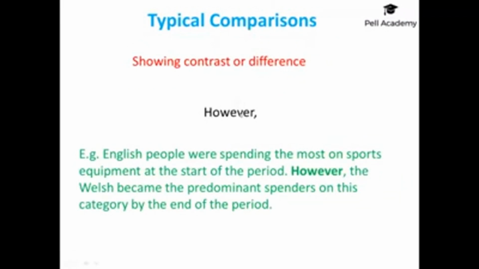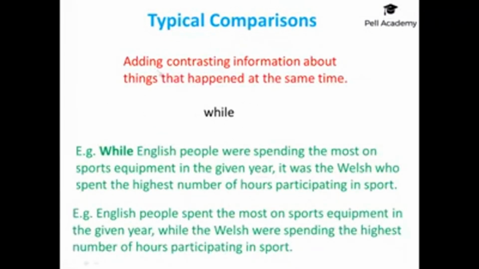Okay, so here we're looking at "however" to be used to show a contrast or a difference. A contrast is basically a difference between 2 categories. So here, English people were spending the most on sports equipment at the start of the period. However, the Welsh became the predominant spenders on this category by the end of the period. So basically, English were the highest at the start, Welsh were the highest at the end. So "however" just shows that there's a contrast between the information that I've already given you. This is to give contrasting information about things that happened at the same time.